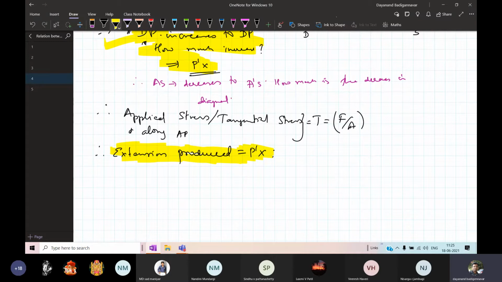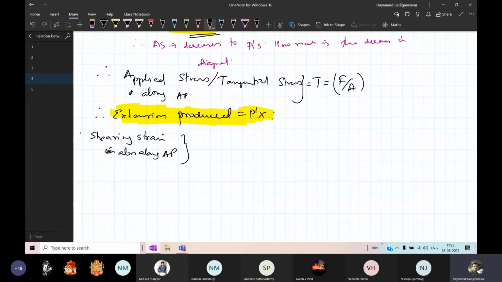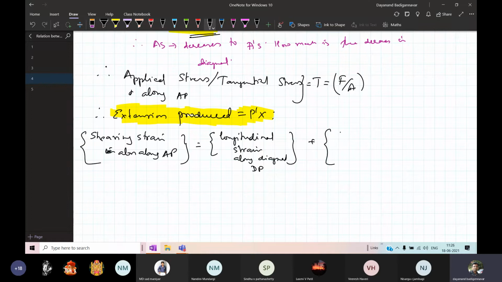Elongation or extension. Now, to find the total extension, keep in mind, whenever there is a shearing effect, as I told you in the last class, the shearing strain that is taking place along AP is equal to the sum of the longitudinal strain that is occurring along the diagonal DP plus the lateral strain along the diagonal DP.